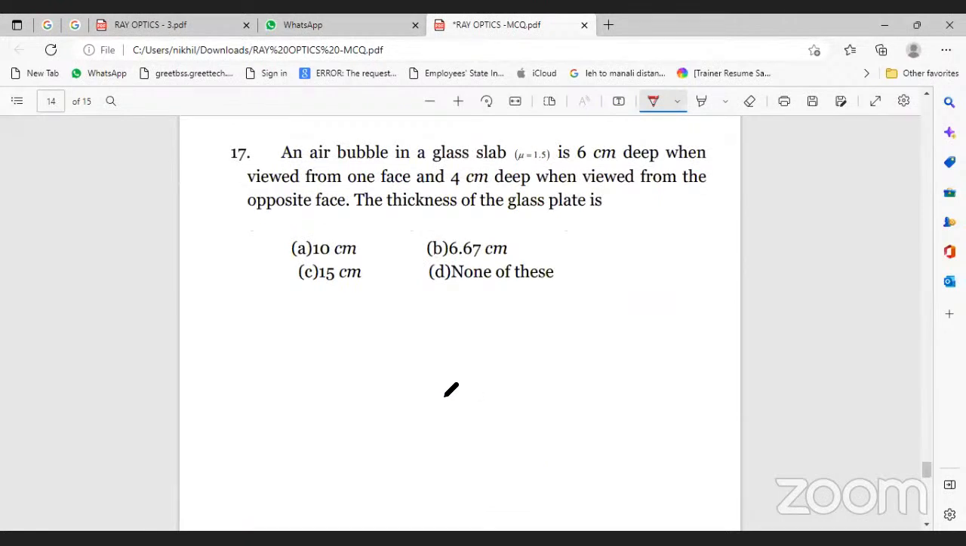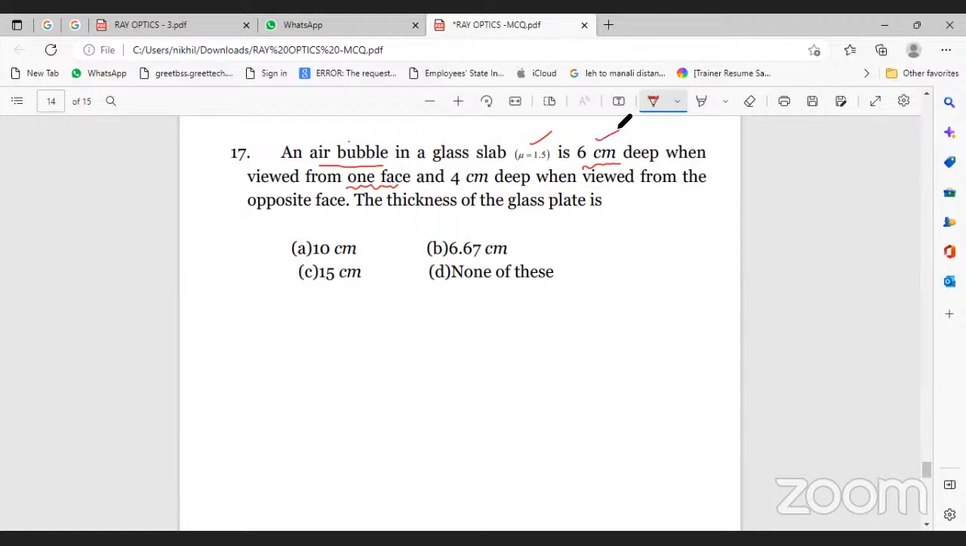Yeah, look at this. There is an air bubble, right? There is an air bubble. In a glass slab of what refractive index? So mu equal to 1.5. 6 centimeter deep when it is viewed from one face. You can get the image of the air bubble at what distance?